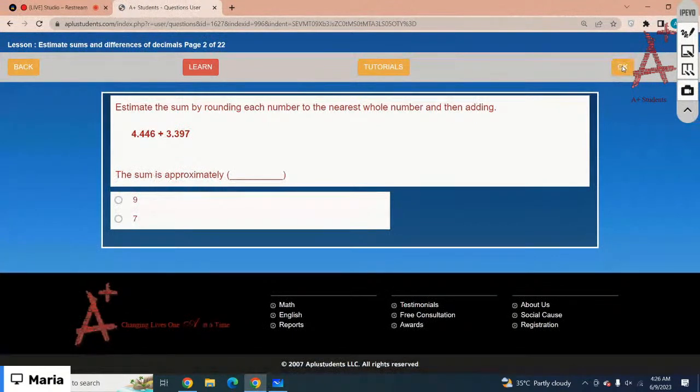Okay, estimate the sum by rounding each number to the nearest whole number and then adding 4.446 and 3.397. Just look at the very first digit after the decimal for both numbers. For one of them it is 4 and the second one is 3. They both are less than 5. Got it? That means you have to round on the same whole number, 4 and 3. Got it? And so 4 plus 3 makes 7. So the correct option is 7. Got it?